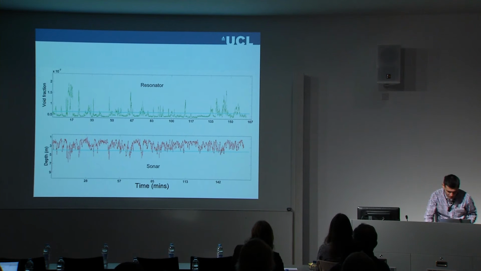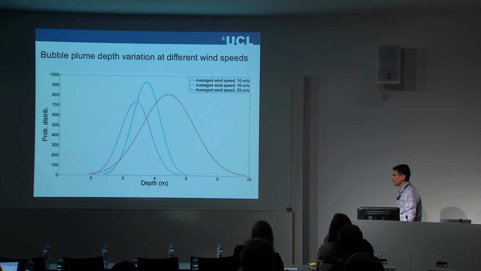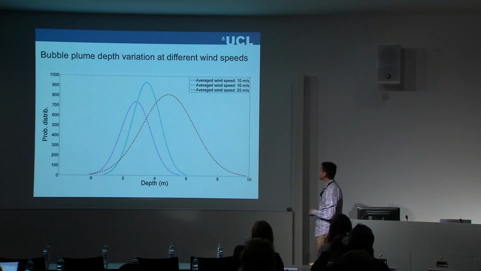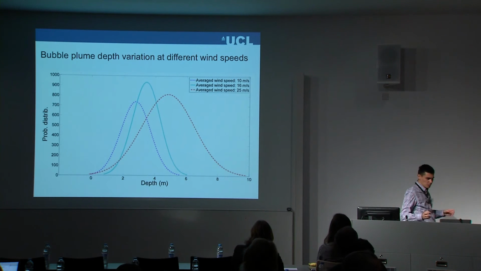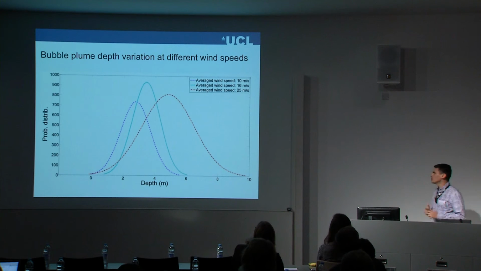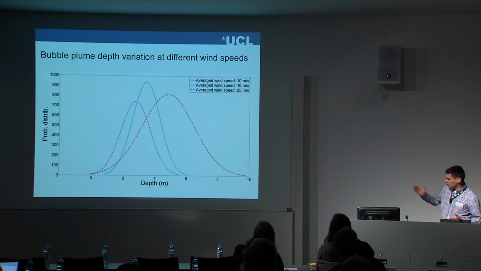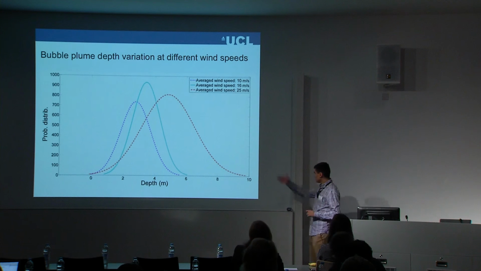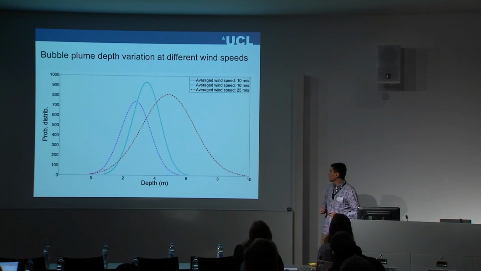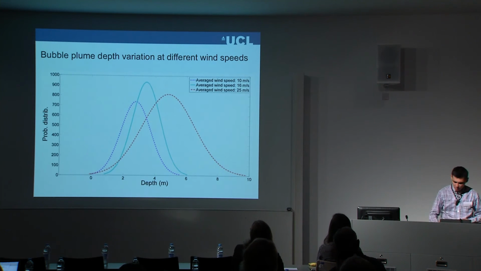I can use this adjusted plume depth to generate different kinds of statistics, such as bubble plume depth variation at different wind speeds. This is a probability distribution which shows the maximum bubble plume depth varying at 3 different average wind speeds. At 10 meters per second, the curve shows that most events have a maximum plume depth closer to the surface, at about 2.5 meters. The curve changes as the wind speed increases, and at 25 meters per second, the curve shows that most events are at deeper levels, at about 5 meters deep.